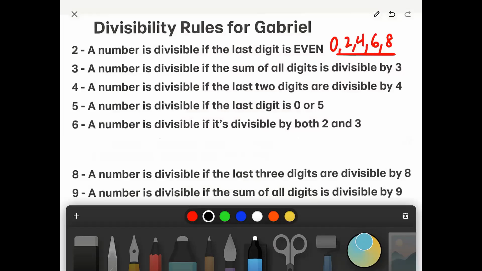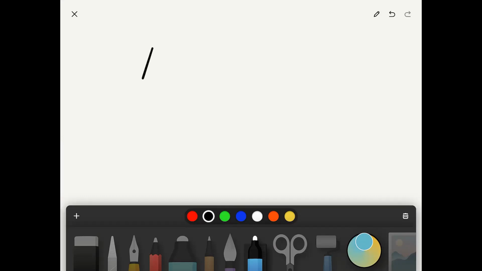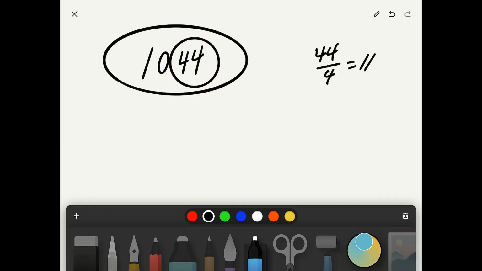4. Any number is divisible by 4 if the last 2 digits of the number are divisible by 4. So let me give you an example. If I said 1,044, is that number divisible by 4? Absolutely, because the last 2 digits are divisible by 4. So that means this whole number is divisible by 4.